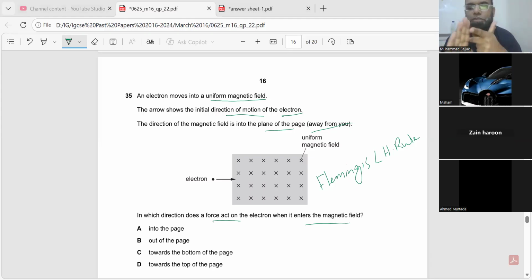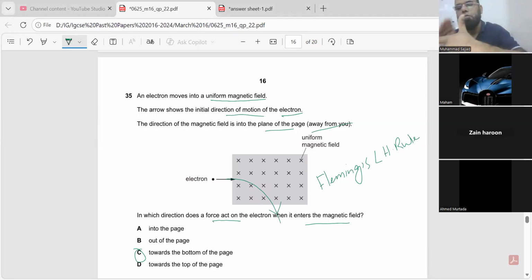Now always start from the field finger. This is away from you, meaning into the screen. Now this is the current finger. But the problem is, my dear friends, the electron's direction is not the direction of current. As we discussed before, we use conventional current, and that is opposite to the flow of electrons. So electrons are flowing towards the right. So I need to make it this way. The thumb is pointing downward. So the direction of the force will be towards the bottom of the page.